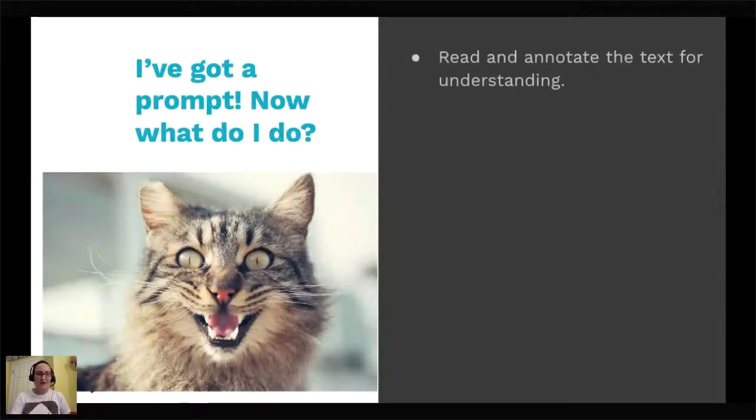All right, so you're going to read and annotate the text for understanding. So this is what we said before. In order to be able to come up with a thesis, you got to understand what you're reading. So make that priority one, understanding. And you probably don't have to be told that. But some people will try to skip that step and try to dig down into those literary devices. Don't do that yet. Go through the text and annotate for understanding.